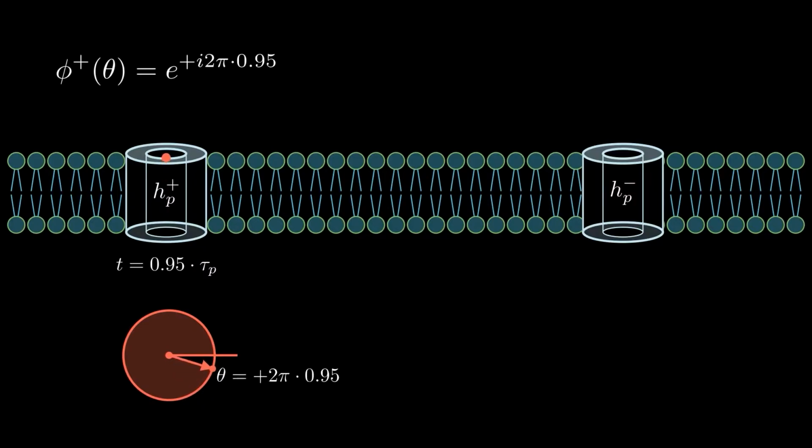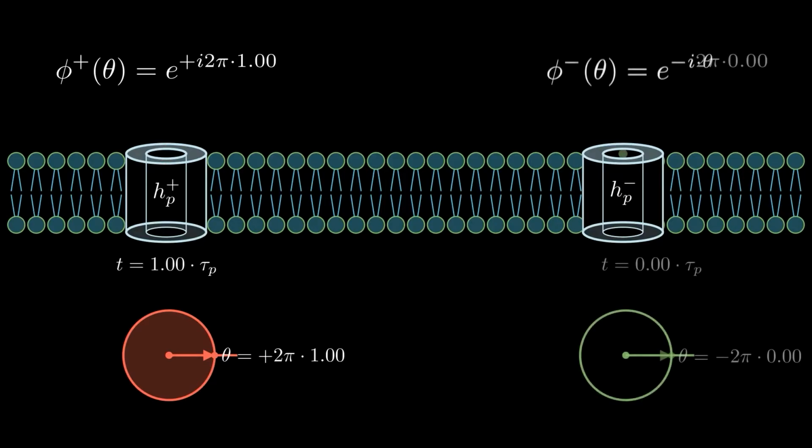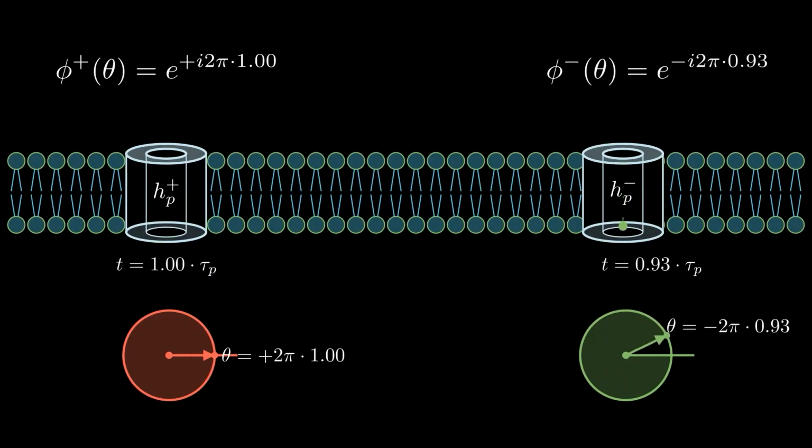The rotating arrow corresponds to complex number e to the power of plus i theta, where theta is the angle between the arrow and the real axis. Similarly, an arrow rotating clockwise, or complex number e to the power of minus i theta, tracks the state of ion crossing that results in a downward microcurrent.